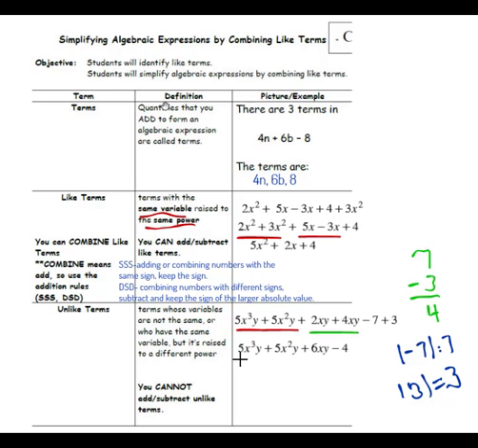So our final expression would be 5x to the third y plus 5x squared y plus 6xy minus 4. I hope that this was helpful in understanding simplifying algebraic expressions by combining like terms.